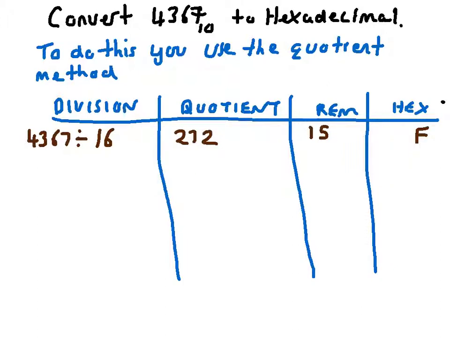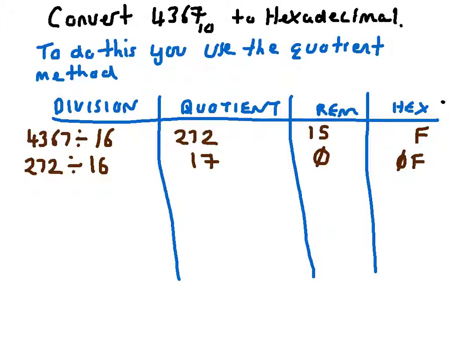Now what I do is I take my quotient value and I'm going to continue dividing that by 16. So 272 divided by 16, well, the answer to that, the quotient, is 17. So I'm going to put 17 there, and there is no remainder. 16 goes into 272 exactly. So I'm going to put a 0 in my remainder column here. And over here, I'm going to record the fact that I've got a 0 and then an f. Notice that the 0 goes in front of the f value that we had already.